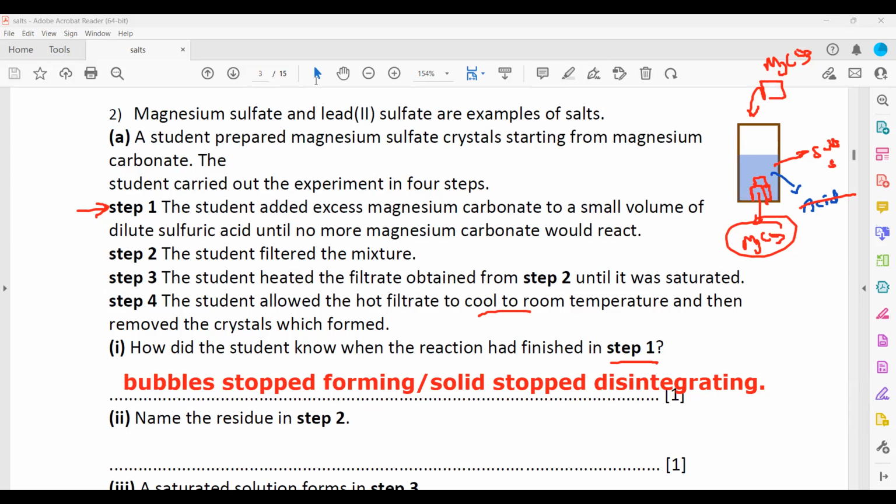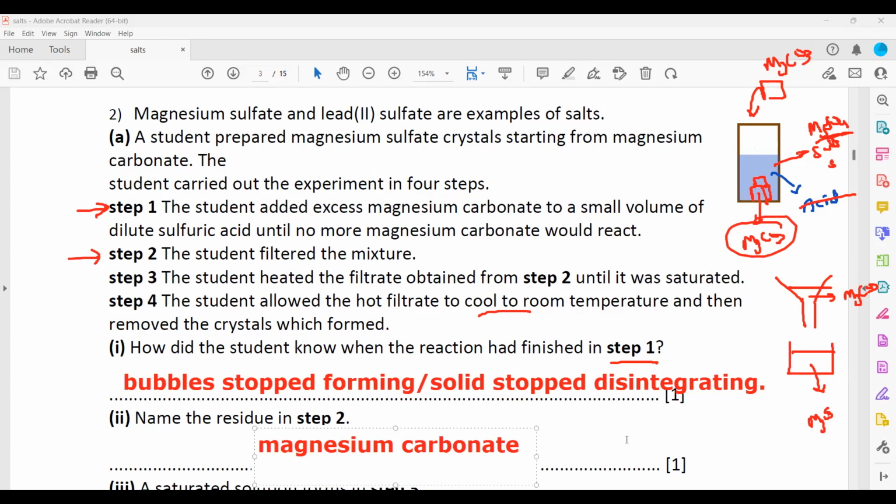Then name the residue in step 2. In step 2, when the student filters, what is left on the filter paper is called the residue. When he adds excess magnesium carbonate, the salt solution will be magnesium sulfate, and unreacted magnesium carbonate will be left on the filter paper. So what will be the residue? The residue will be magnesium carbonate, not magnesium sulfate, because magnesium sulfate is soluble and in solution. So the residue is magnesium carbonate.